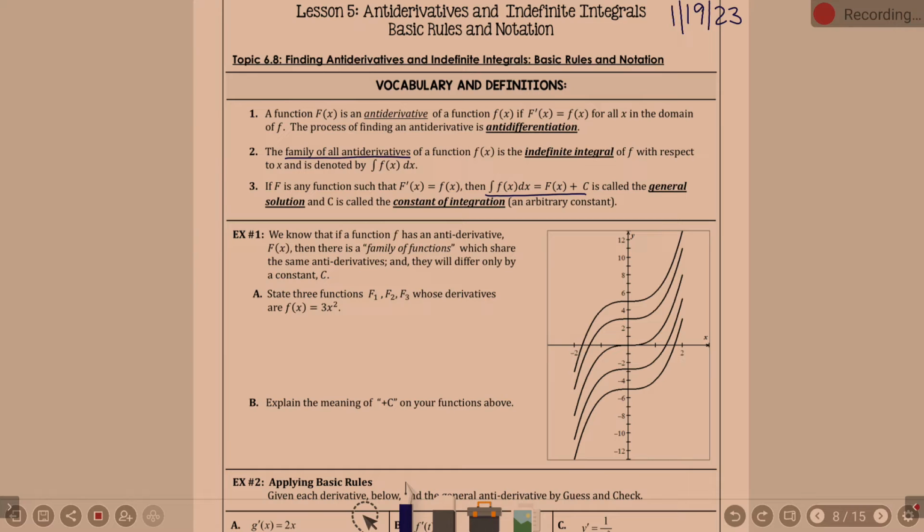So, as we look at example 1, we know that if a function f has an antiderivative, F of x, then there is a family of functions which share the same derivative, and they differ only by a constant c. State 3 functions, and if you look at this graph here, there's actually 5, but they suggest stating 3 whose derivatives are f of x equals 3x squared.